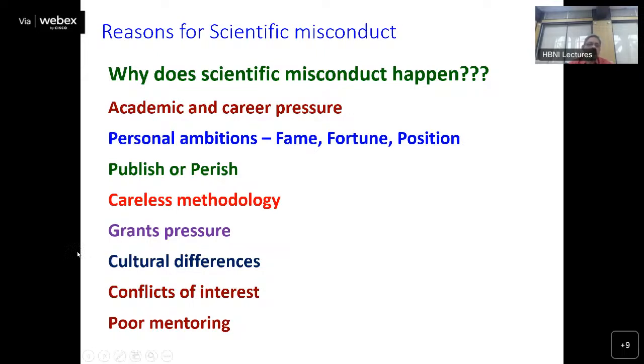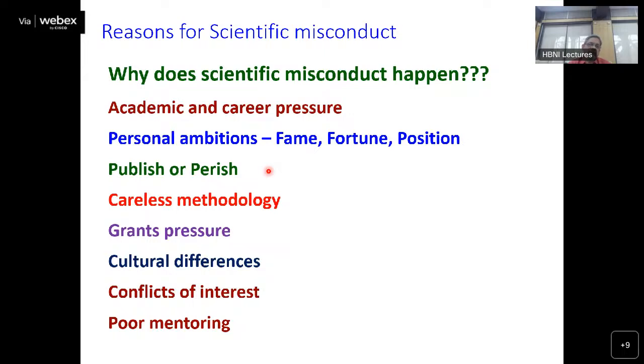Next comes publish or perish. This publish or perish is something which probably people in our country don't face so much as those in the Western nations, where most of the positions are what are called tenure track positions. And these tenure track positions mandate that unless you publish a certain number of publications in a certain period of time, your contract may not be renewed. So by hook or crook, you have to publish a certain amount of papers, otherwise you are out of the game, you perish.